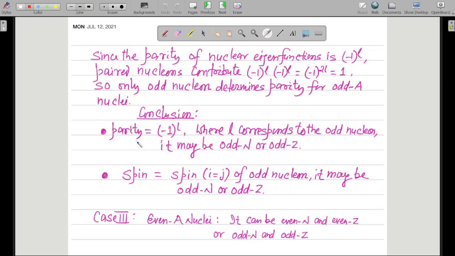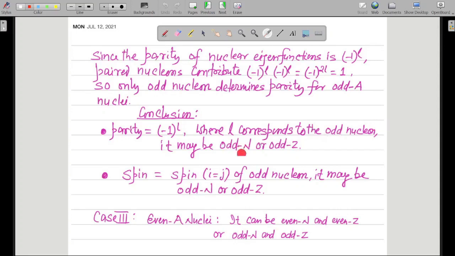So parity equal to minus 1 to the power L, where L corresponds to the odd nucleon. Odd nucleon means either N can be odd or Z can be odd. The other one will be even. If N is odd, then Z will be even. If Z is odd, then N will be even. So we must concentrate on only the odd nucleon.